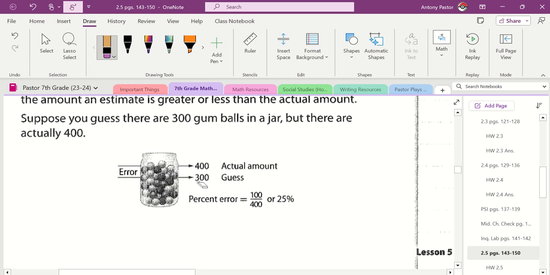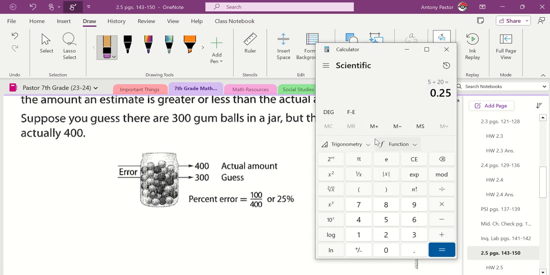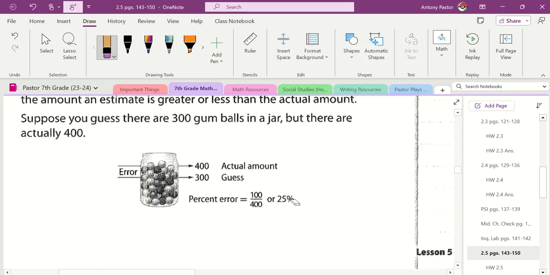So, percent error here would be guess is 300, the actual amount is 400. The difference between the two is 100. So 100 over 400, the percent error was 25%. If I did 100 over 400, I can chop off those zeros and make it 1/4. And we all know 1/4 is 25. 1 divided by 4 gives me 0.25. Jump the decimal twice to the right. It gives me 25%.